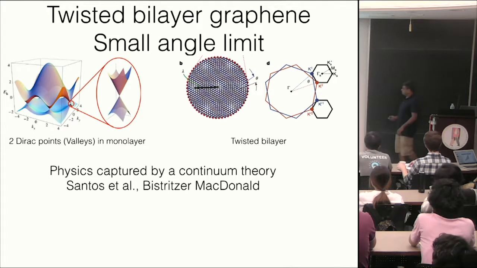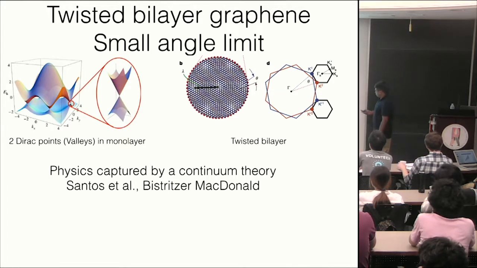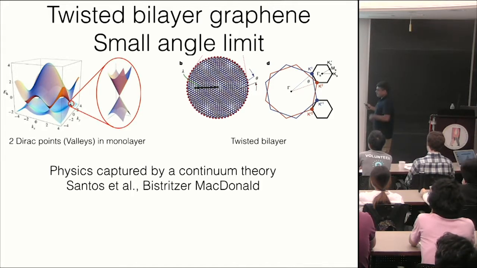Okay, so let me walk you through that argument. This is another picture that shows in momentum space what happened when you twisted these layers. You had the original Brillouin zone, blue and red, corresponding to the top and bottom layer, and this is big. That is the fact that you're talking about atomic scale physics.